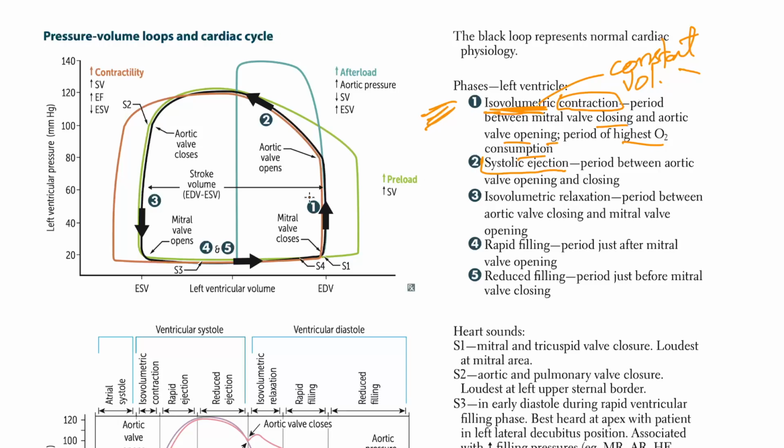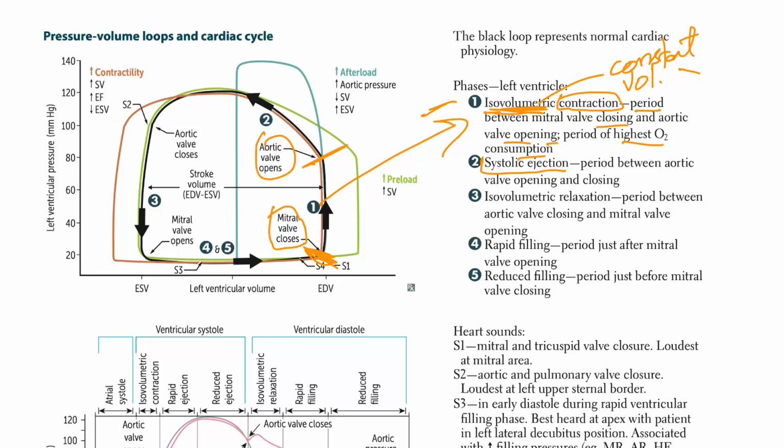Look at this point 1. So what is this point? Period between mitral valve closure and aortic valve opening. So this is the period. So from this point to this point is your isovolumetric contraction. Okay, so the next point is your systolic ejection.